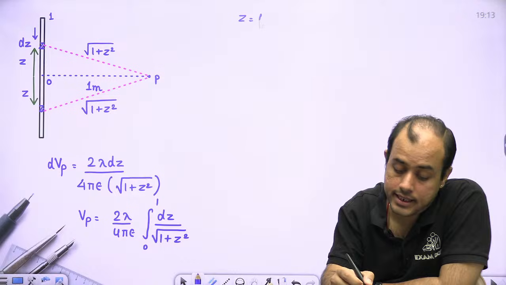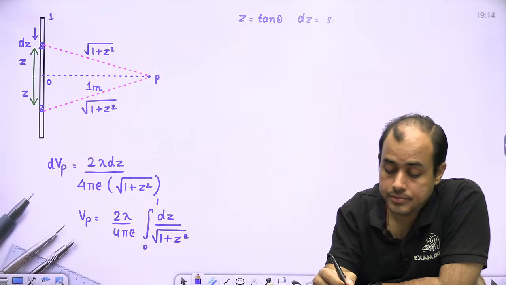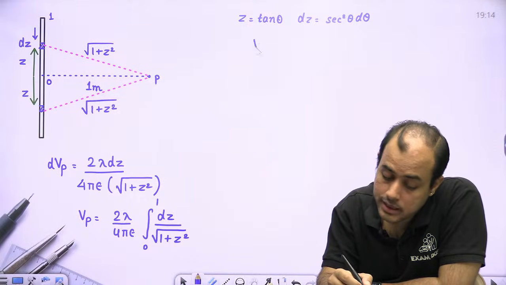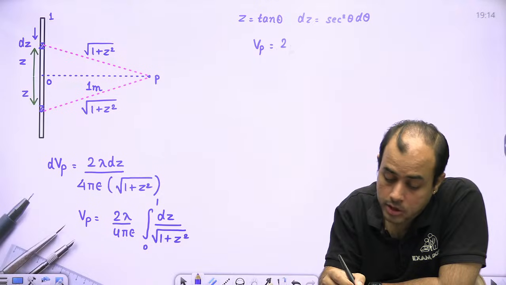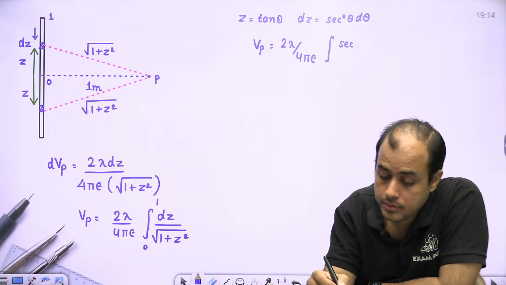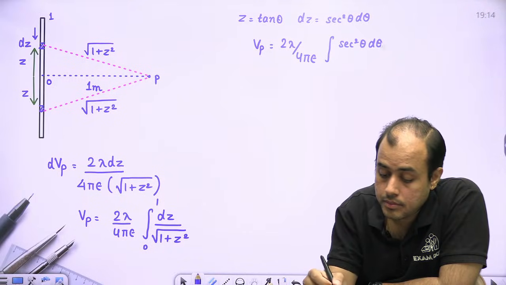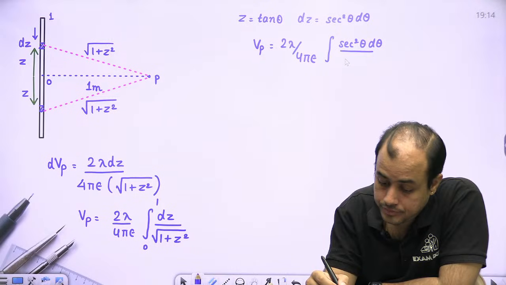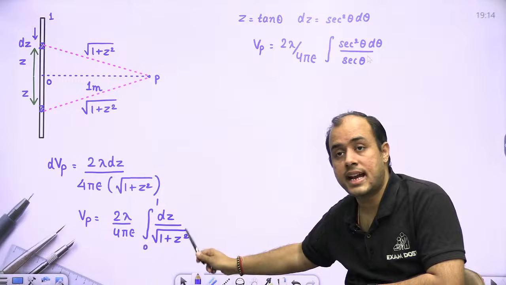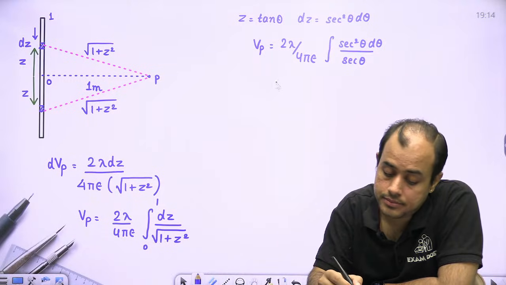Let me take Z equal to tan theta. So dz will be... So whenever, beta, you do not have a direct formula, always take a point charge and then try to solve. This will be under root 1 plus tan square theta, that is sec theta.